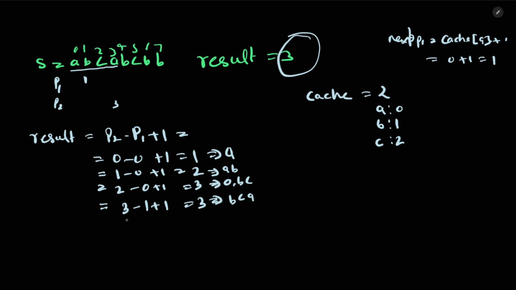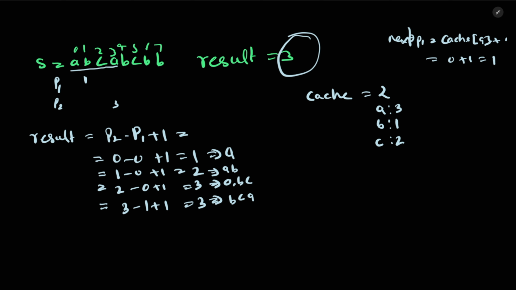And since we have again seen this character a, we need to update the index of this a. The index of this a was 0 previously, so we will put 3 here.